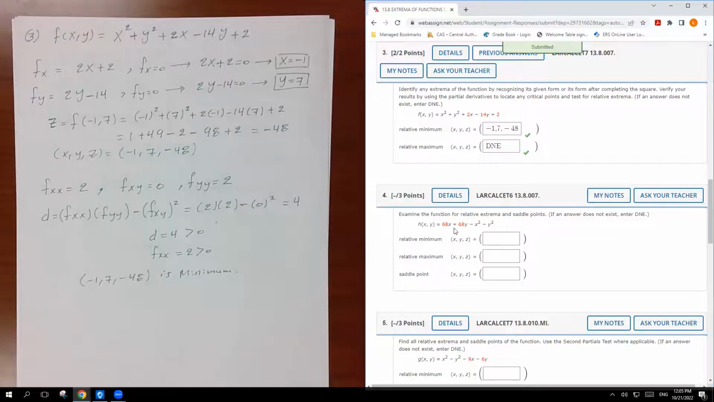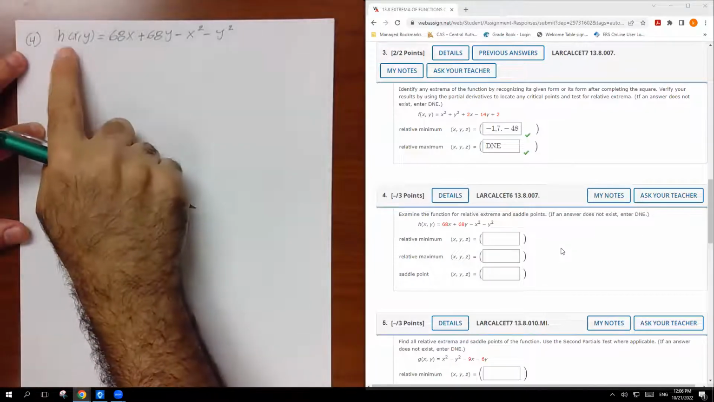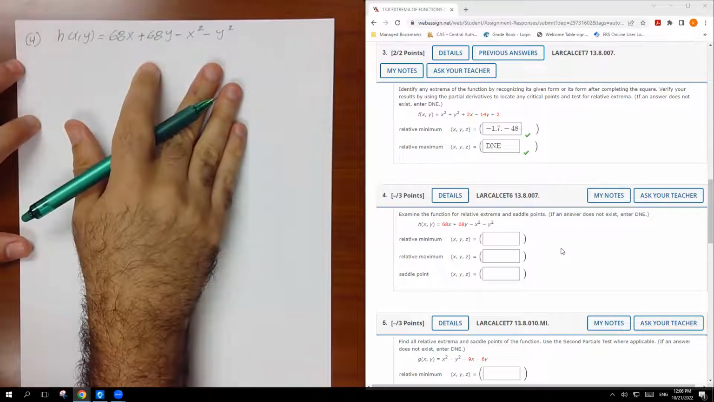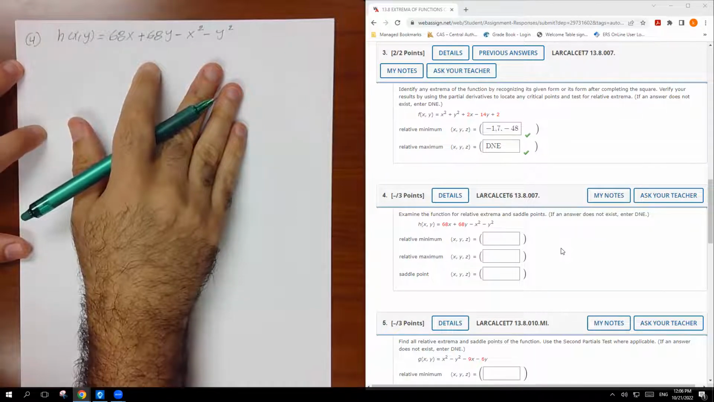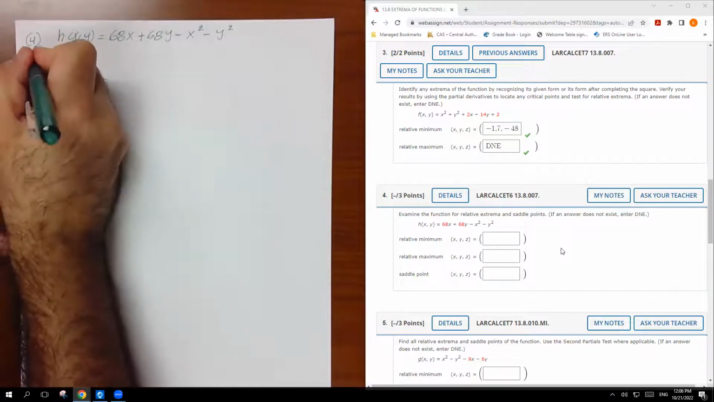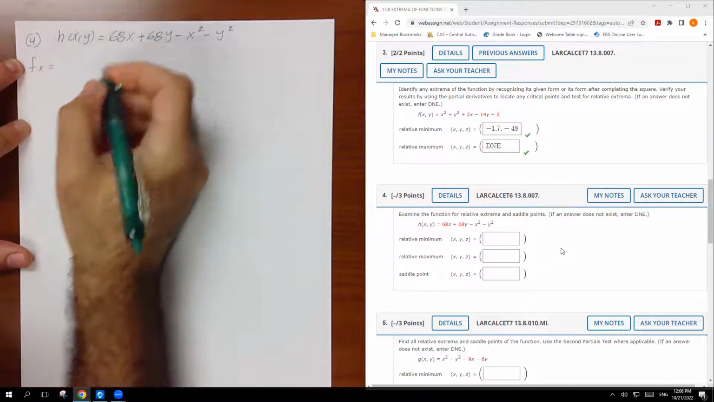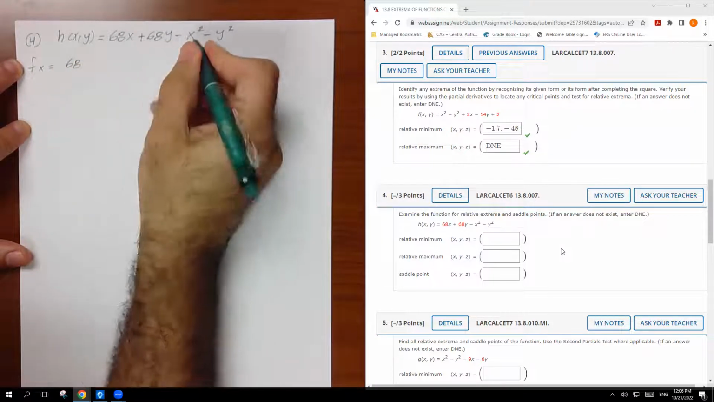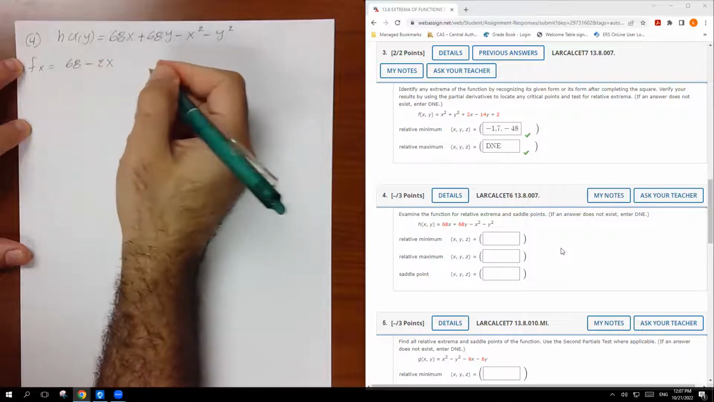There we go. Example 4 uses exactly the same steps. Our function h of x, y equals 68x + 68y minus x squared minus y squared. Let's find the extrema, maximum or minimum. First, f sub x, with respect to x, is 68 minus 2x. That's it, because the other term is 0.